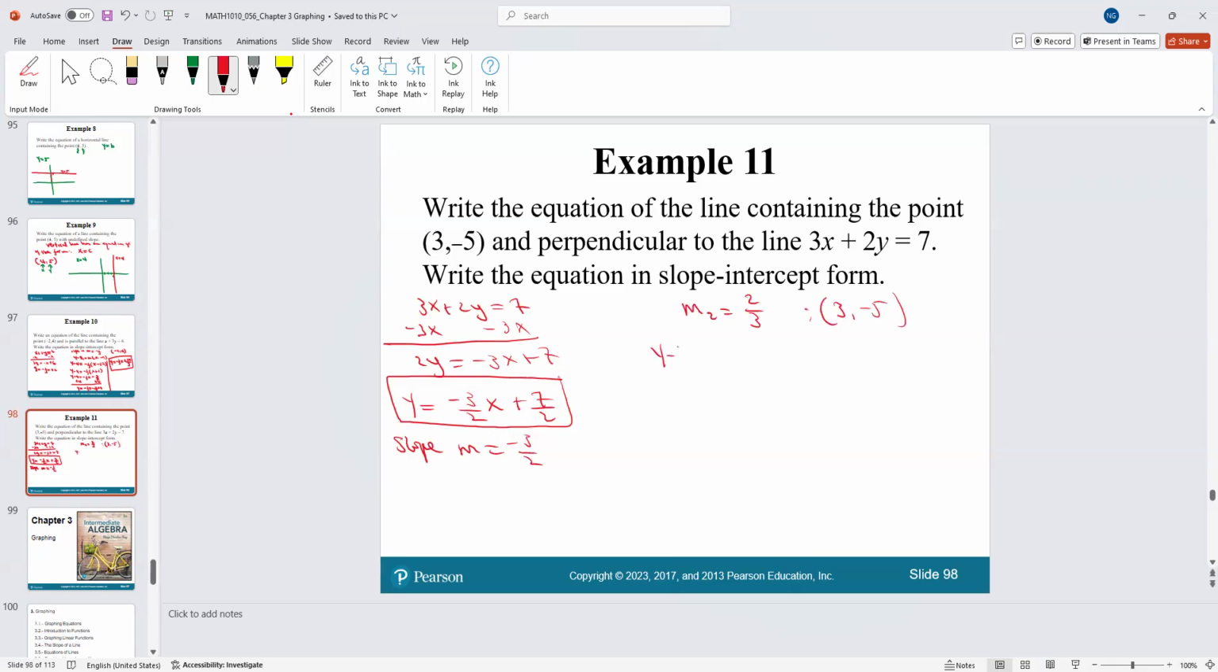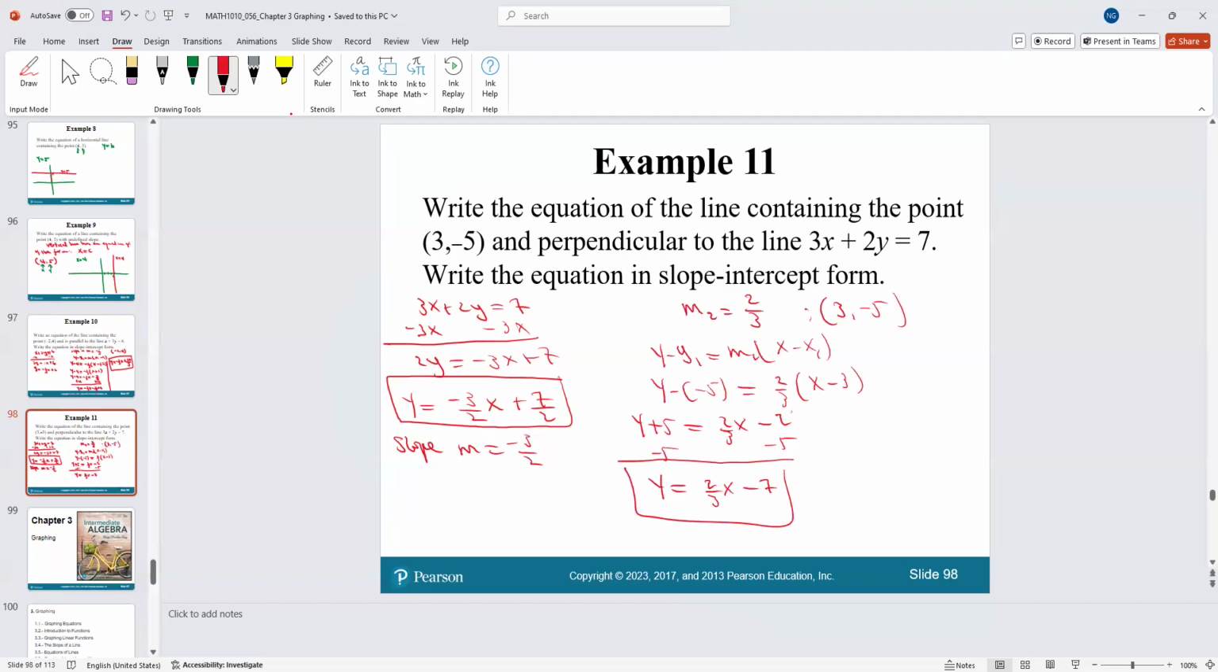So y minus y1 equals m times x minus x1. So y minus negative 5 equals 2/3 of x minus 3. y plus 5 equals 2/3 of x minus 2. If we subtract 5 from both sides, I have y equals 2/3 of x minus 7, and that would be the equation of the line expressed in slope-intercept form.